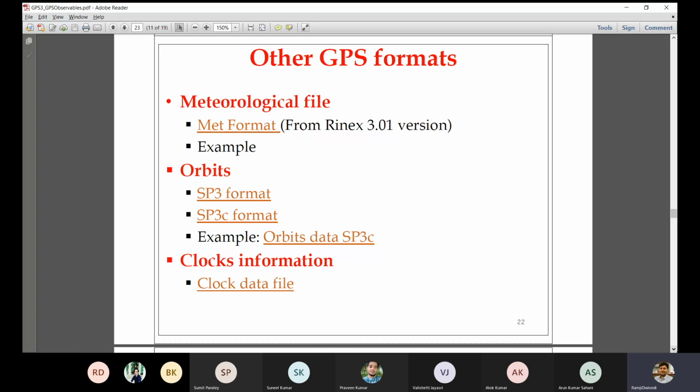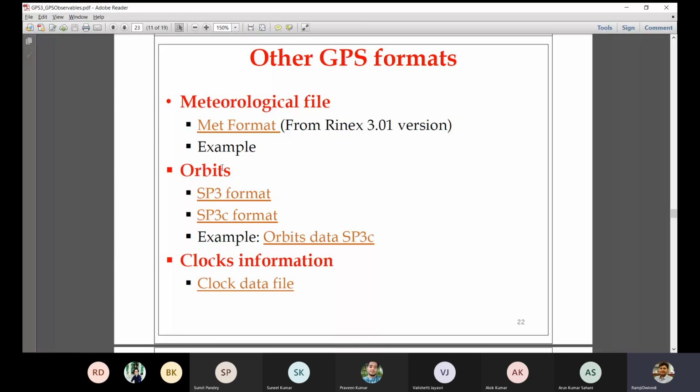.o, .n, .m. So the .m file is called the meteorological file, which provides atmosphere-related parameters. Then the other is orbits.